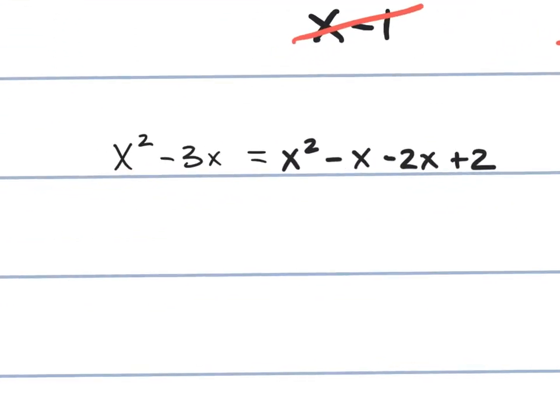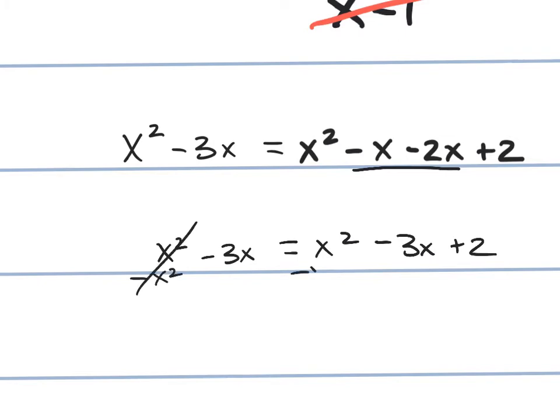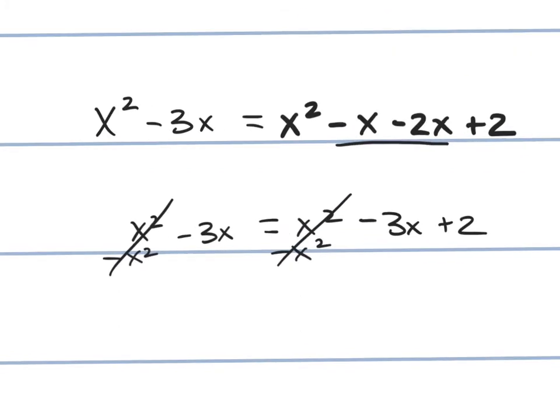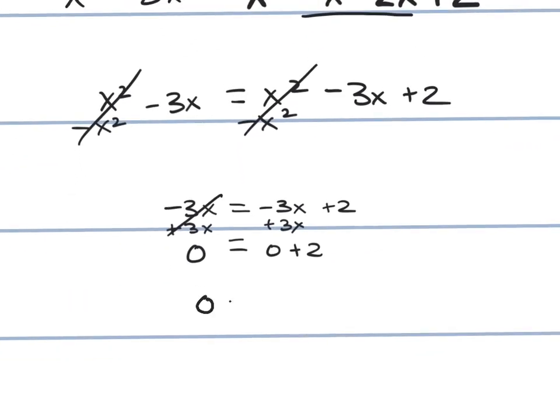All right, talk to me about what to do from here. You combine the negative x and negative 2x to get negative 3x. Okay, so we get x squared minus 3x plus 2. Okay, what's up next? Let's subtract x squared from both sides. And now we're at negative 3x is equal to negative 3x plus 2. Add 3x, that becomes 0. Add 3x, that becomes 0 plus 2. And we get 0 is equal to 2.